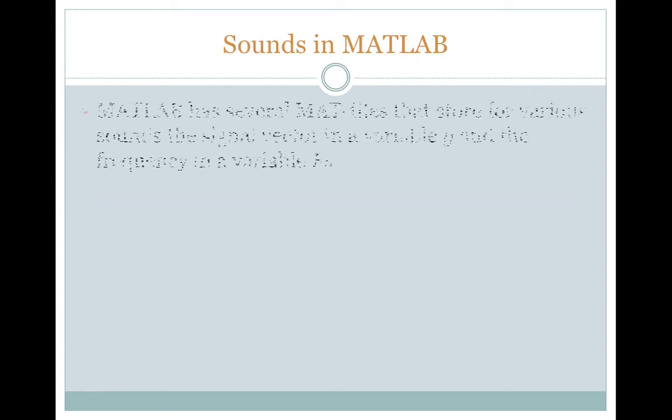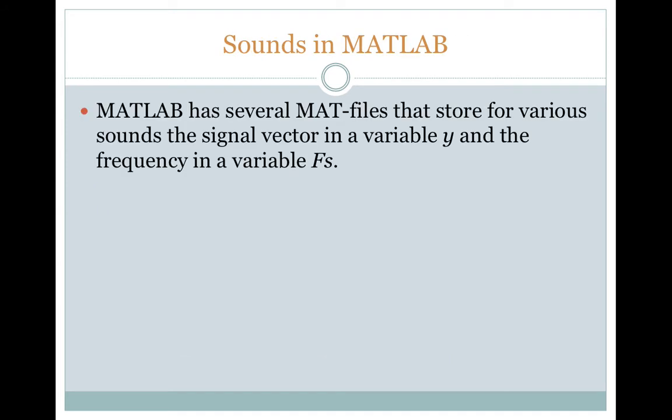Sounds in MATLAB. MATLAB has several mat files that store various sounds. The signal vector is stored in a variable y and the frequency in a variable fs. For example, there is chirp, which sounds like this.